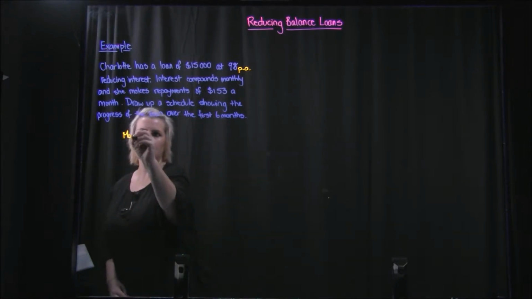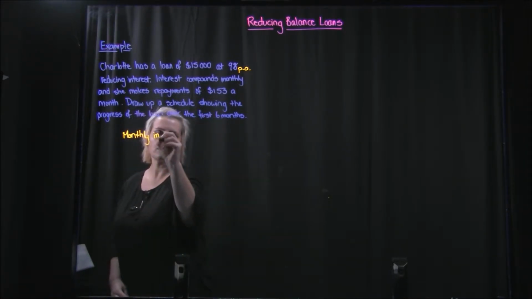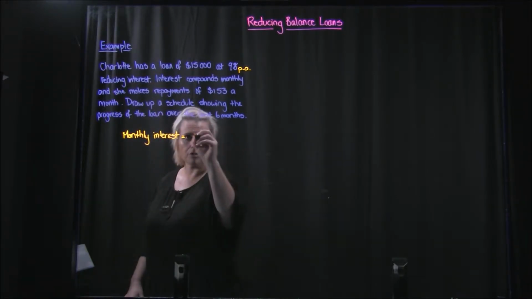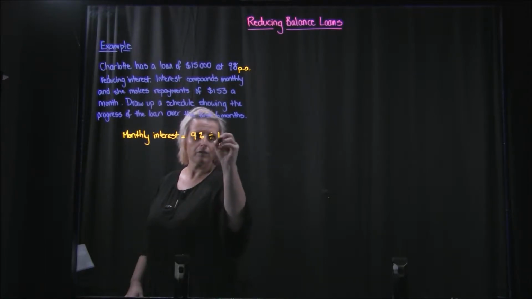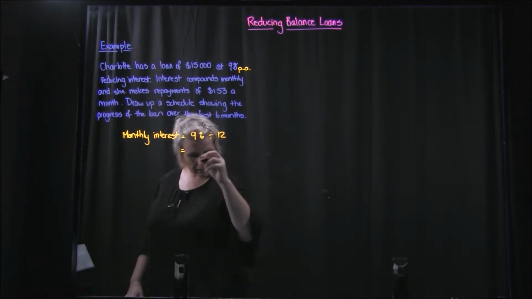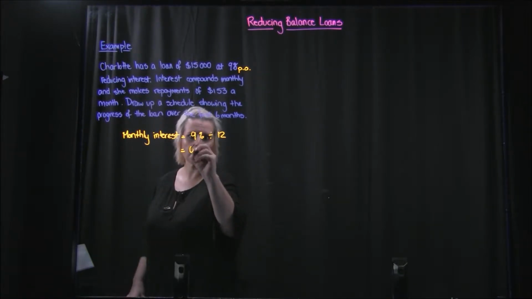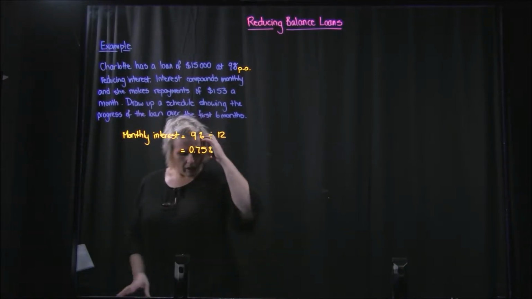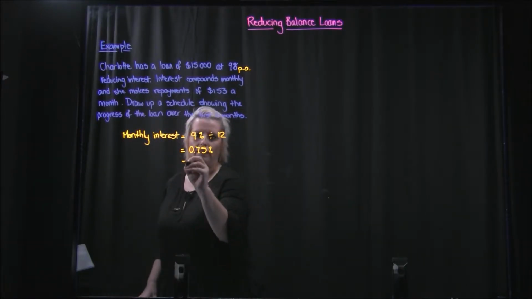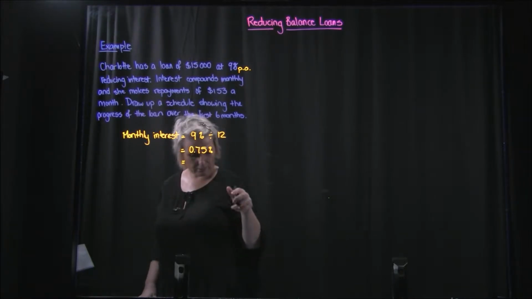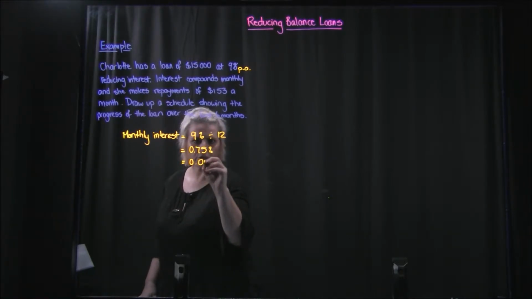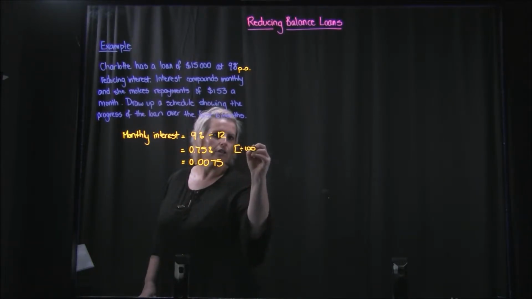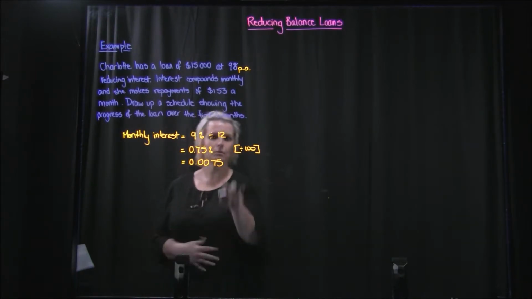So monthly interest is going to be 9% divided by 12, which means, if we put that in, it's going to be 0.75%. Now, another way of doing that is to put that as a decimal number. In order to do that, we divide by 100. To take it from a percentage to a decimal, we divide by 100.